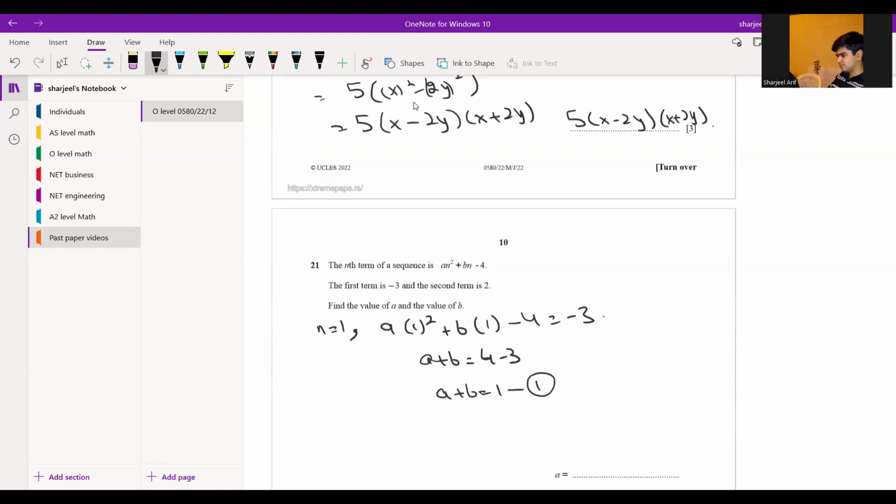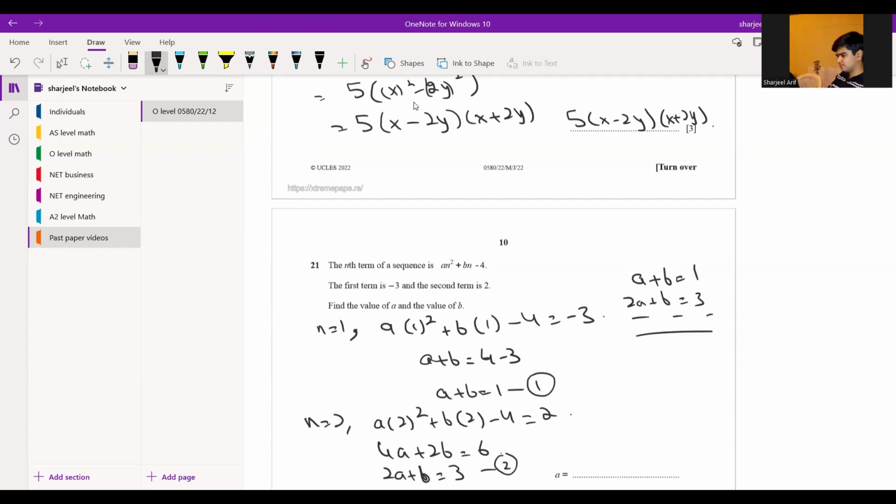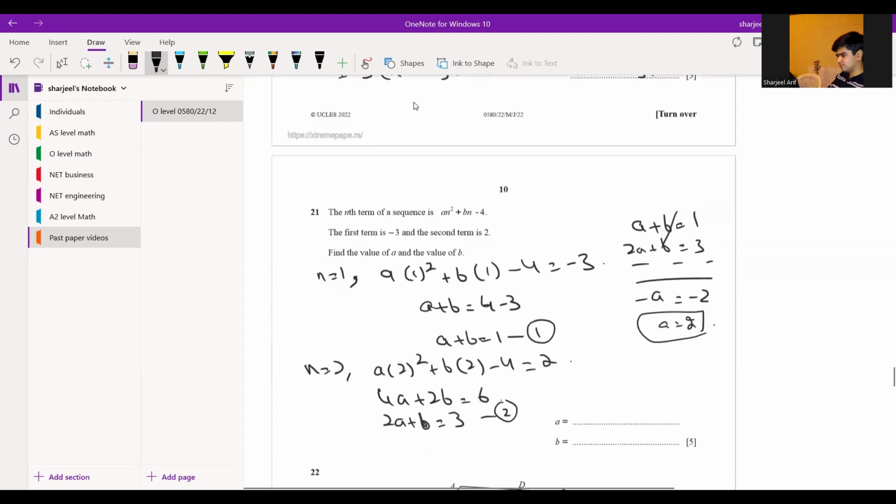When the second term is 2, so when n is 2, our answer is 2. So 4a plus 2b will be equal to 6. Simplify to get 2a plus b equals 3. We can solve them simultaneously. a plus b is equal to 1, 2a plus b equals 3. We subtract them to get minus a equals minus 2, and a will be equal to 2. We have found the value of a, and that's our answer.